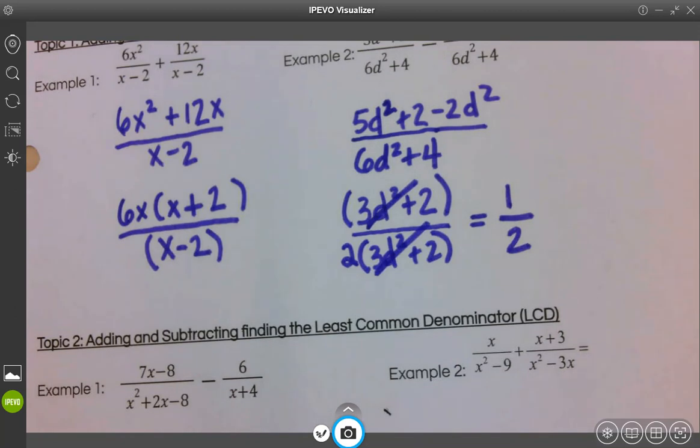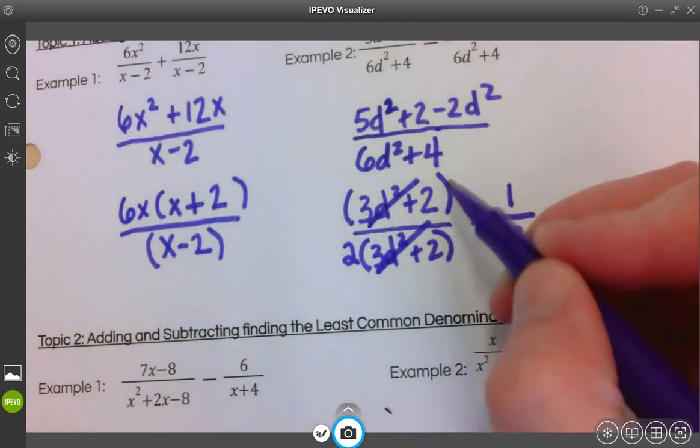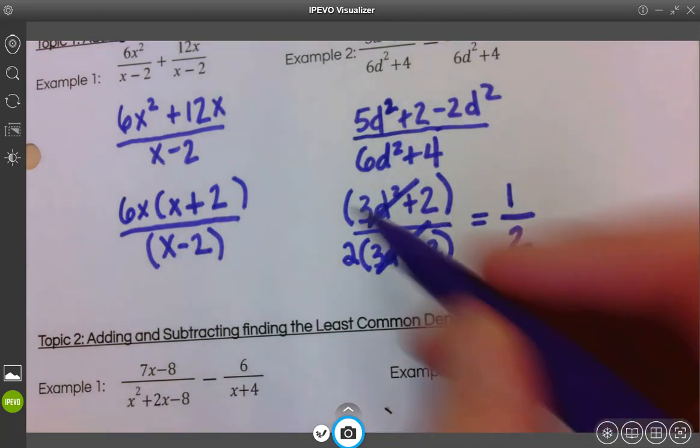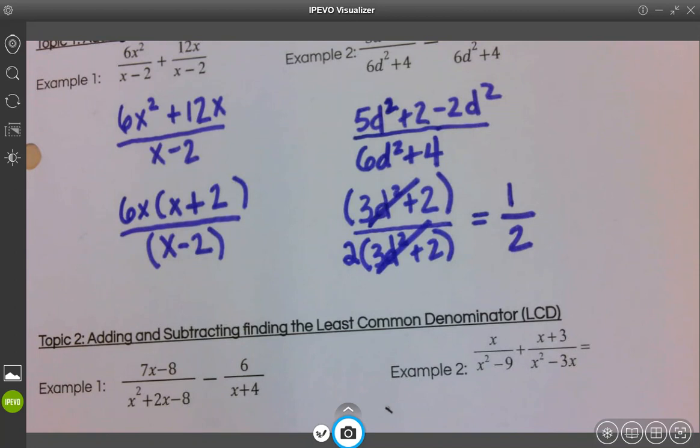Yes? Why do you get the parentheses? So I put the parentheses on the top just to show that I'm holding it together like a whole factor. If I didn't put the parentheses on the top, I could still cancel out the 3d squared plus 2, but it just helps me remember that it's kind of like all stuck together, one factor. Other questions? Okay, I'm going to move on.